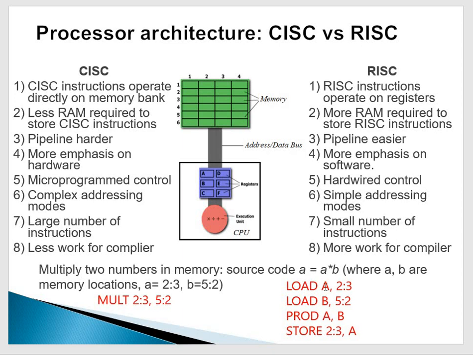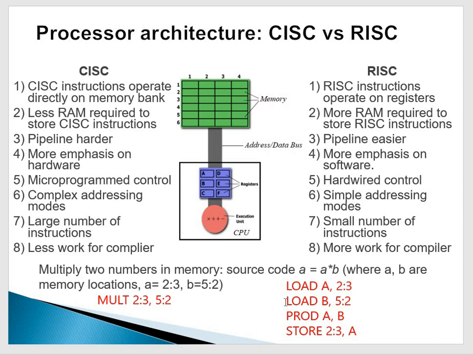So this load A comma 2 3 will do what? It will load the data of the memory location whose address is 2 3 to register A. Similarly, we will load the other data, the data of B, by using this instruction, load B comma 5 2. So what will it do? It will load the data of memory location 5 2 to the internal register B of the processor. Once the data is loaded through these two instructions, then and only then can we perform the multiplication operation.